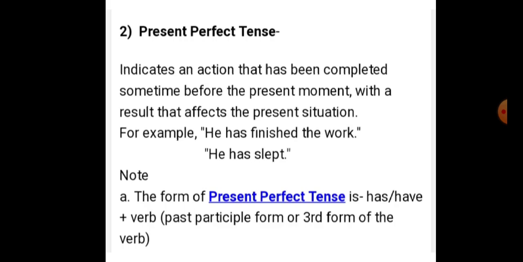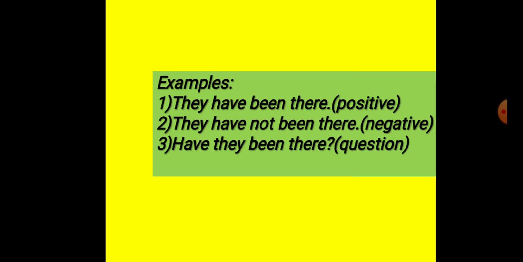I am not explaining because everything is given clearly in the chart. Present perfect tense indicates an action that has been completed some time before the present moment with a result that affects the present situation. For example, he has finished the work, he has slept. Note, the form of present perfect tense is has or have plus the past participle form, or third form, of the verb. Examples: They have been there. This is the positive form. They have not been there. This is the negative form. And have they been there? This is the question form of present perfect tense.